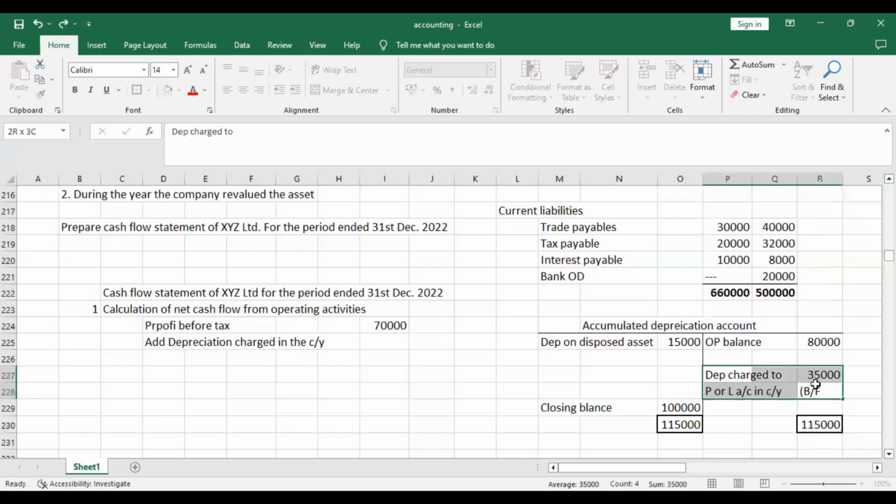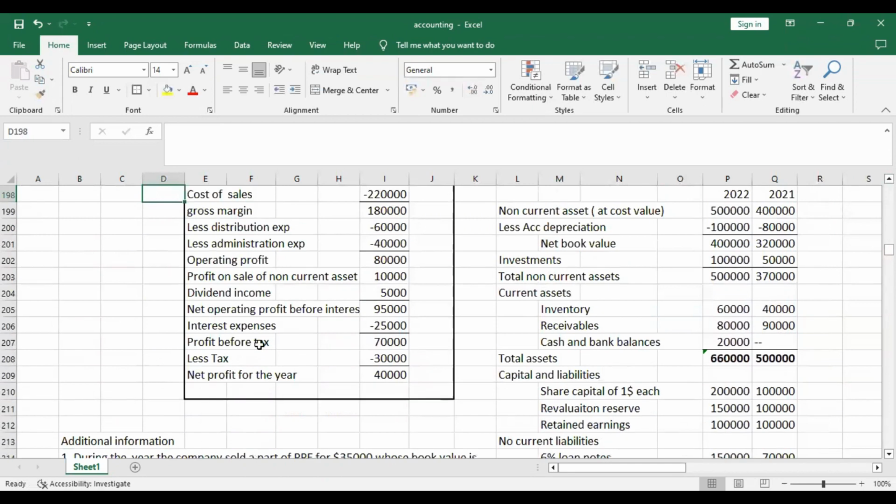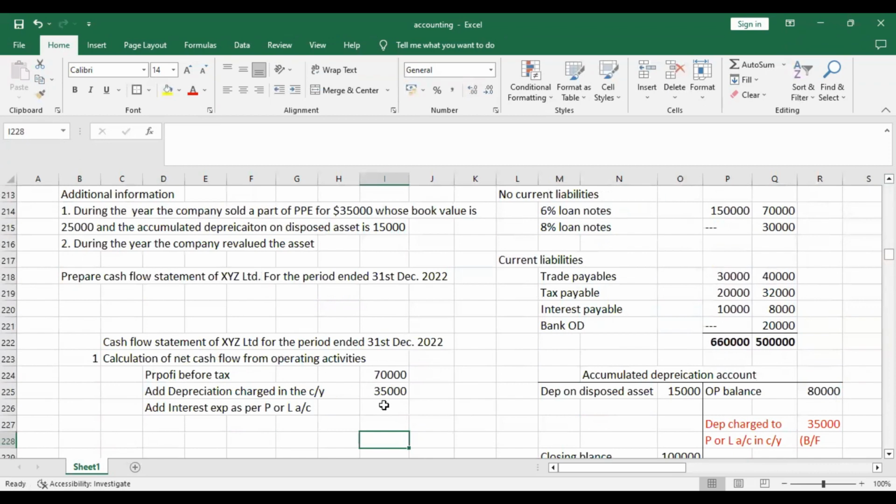This amount goes to the calculation of operating activity. So 35,000 you have to add. So we calculate the balancing figure and we bring it here. Then the next one is to add back interest. Add interest expenses as per the P&L account. Please look at the P&L account. How much is given as interest expenses? 25,000. This 25,000 you need to add back because we have taken profit after interest. Very good.